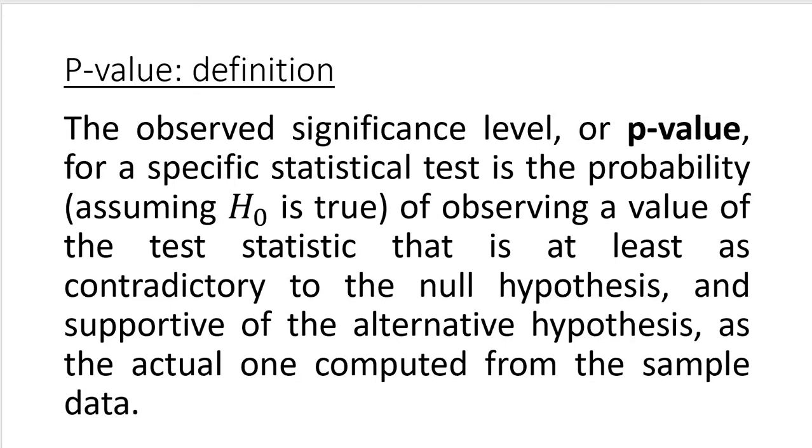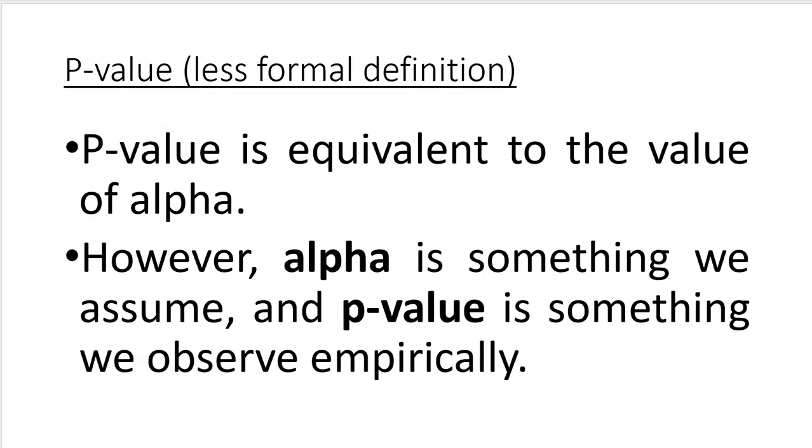If you seek a less formal definition, then you can say that p-value is equivalent to the value of alpha, which, as you remember, is the probability associated with type 1 error. The difference is that alpha is something we assume for the purpose of testing statistical hypotheses, and p-value is something we observe empirically. So basically, p-value tells you at which level of alpha you can reject the null hypothesis.